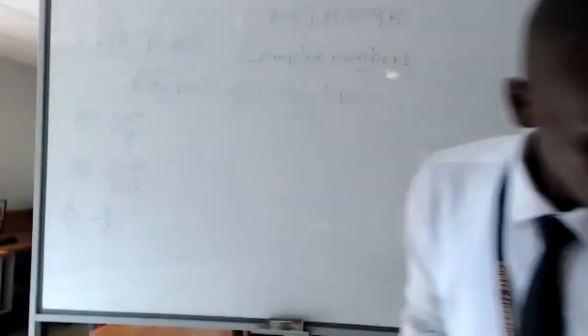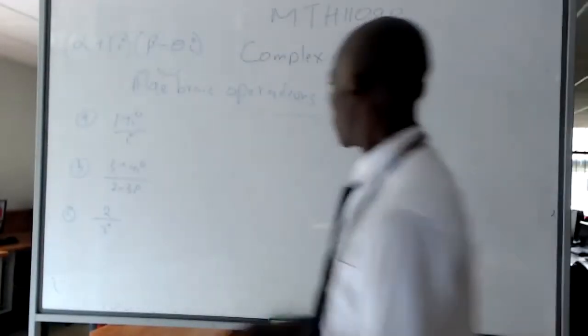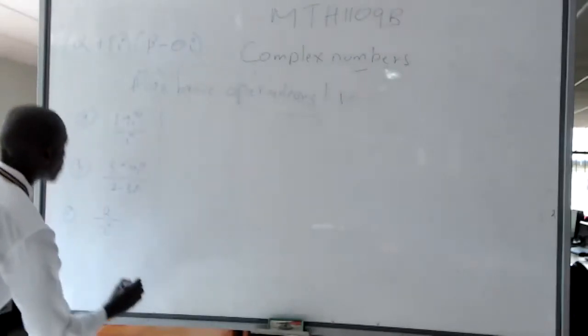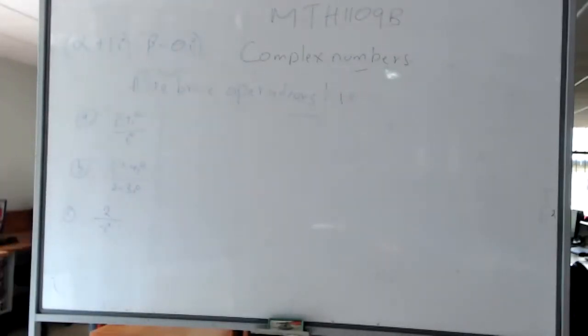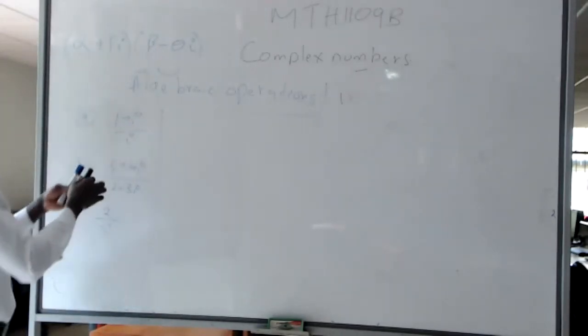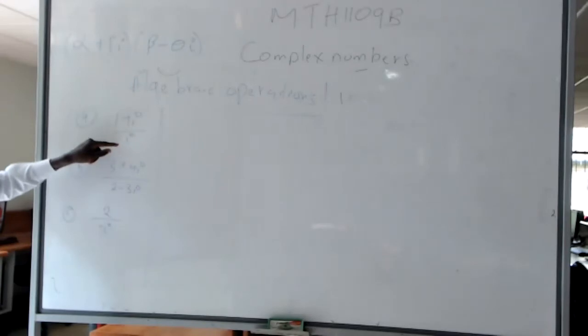So first, let me see. We still have some 6 minutes. So the first one is very easy. What is the first step? Identify the complex conjugate. So we are doing this. Identify the complex conjugate. What is the complex conjugate of the denominator?